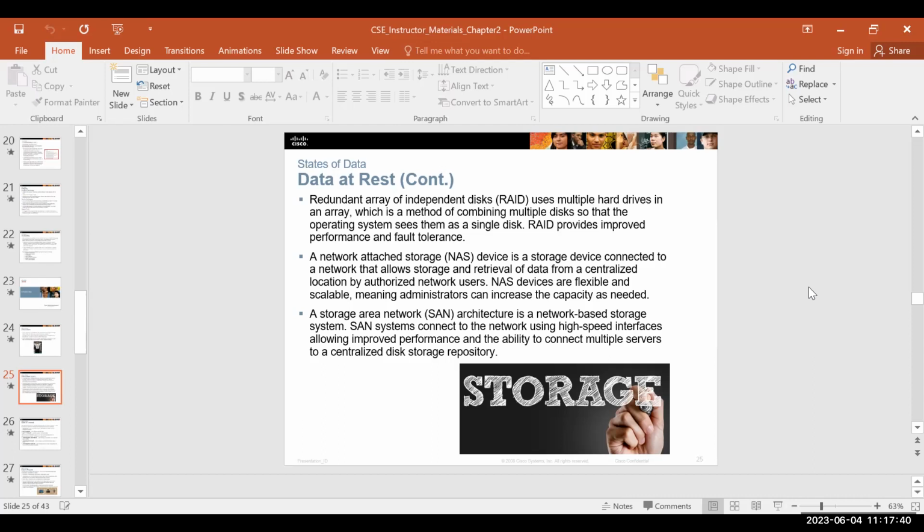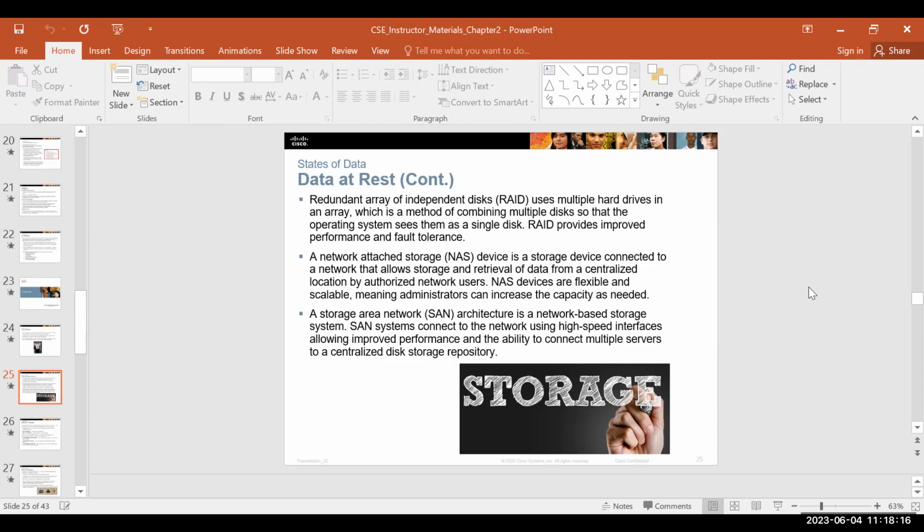Additionally, we have a storage area network. A storage area network architecture is a network-based storage system. A SAN connects to the network using high-speed interfaces. This is a form of network attached storage, but the peculiarity of SAN is that it uses high-speed interfaces, allowing improved performance and the ability to connect multiple servers to a centralized disk storage repository.